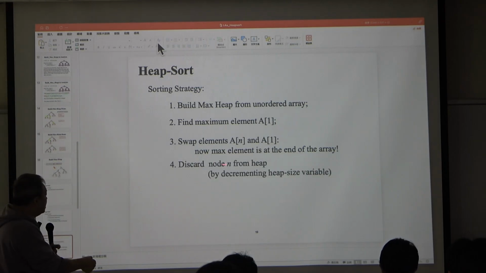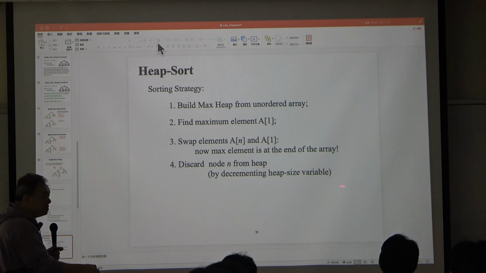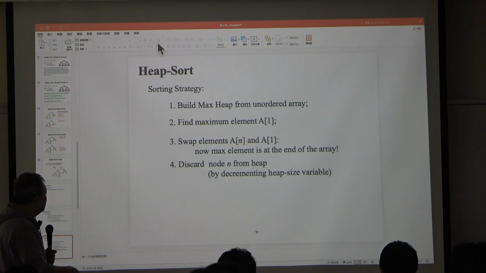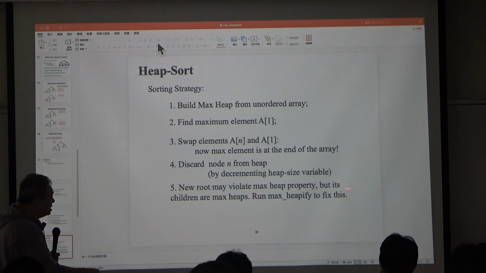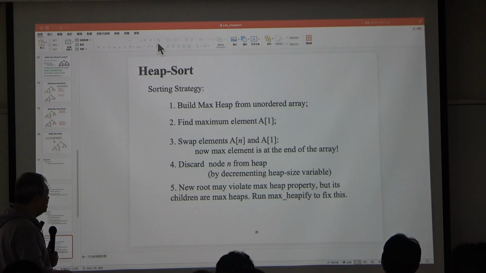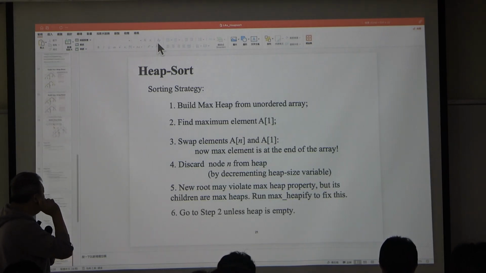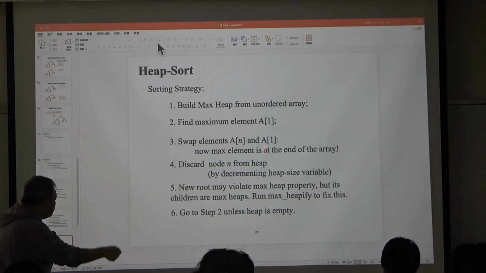So we discard node n from the heap by decrementing the heap size variable. Okay? And then we call max heapify. Now, the root may violate the max heap property, but its children are max heaps. So we run max heapify to fix it. Okay? So that's it. So we basically repeat this loop.